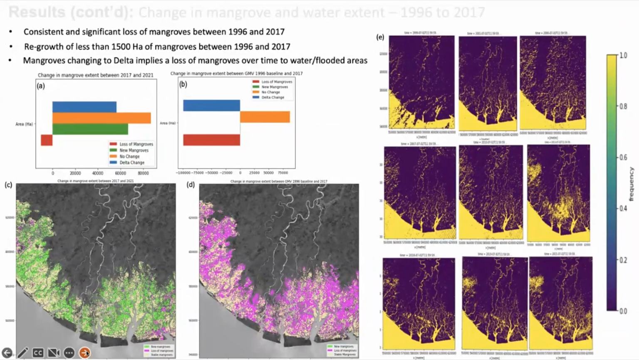The results still continued. It's the same change in mangrove and water extent, this time from 1996 to 2017. So I'm assuming it's almost like a comparison in a range of about a few years. The consistent and significant loss of mangroves between 1996 and 2017, the regrowth of less than 1,500 hectares of mangroves between the same time range, and the mangroves changing to delta implies a loss of mangroves over time to water or flooded areas.